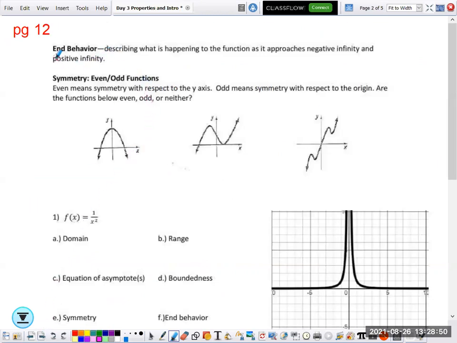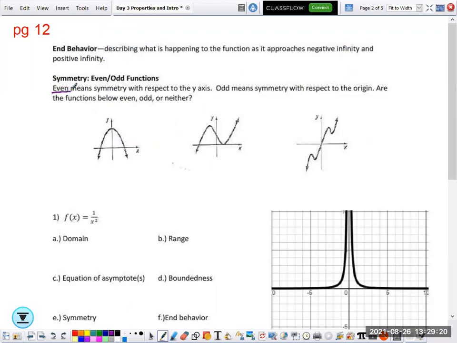So as a review, we did this in Algebra 2. End behavior describes what is happening to the function as it approaches positive and negative infinity. And the other property, as I said before, that we're going to look at today is even and odd symmetry. Now I want to point out there are lots of different types of symmetry. You can have symmetry around a variety of lines or rotational symmetry around a variety of points. Even and odd symmetry is very specific.